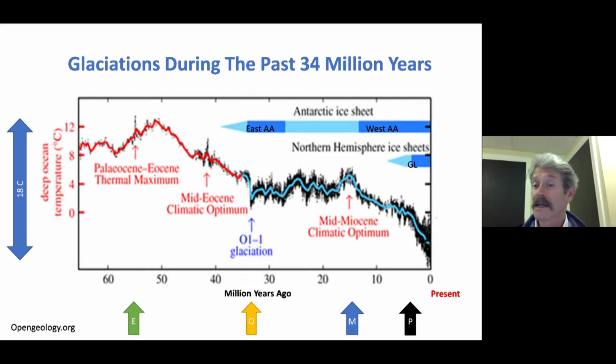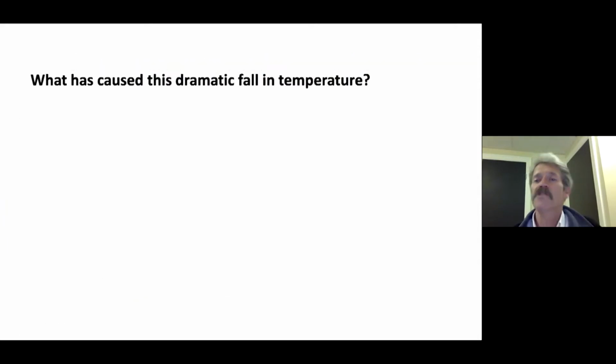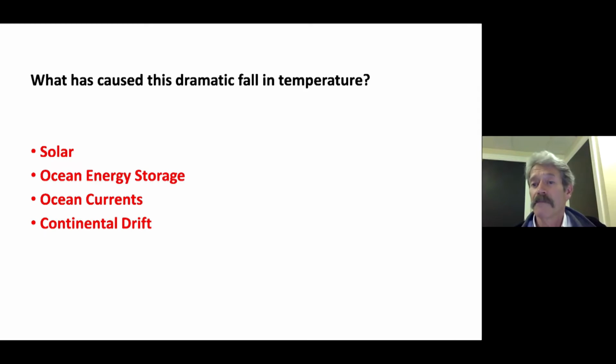We are living at a time on the right lower corner of this chart, 16 to 18 degrees below the green Eocene peaks. What has caused this dramatic temperature decline and glaciation? The answer to this question comes from looking at the largest fundamental factors in Earth climate and their changes through this long history. Solar, ocean energy storage, accumulation, and currents, all modified by continental drift positions.